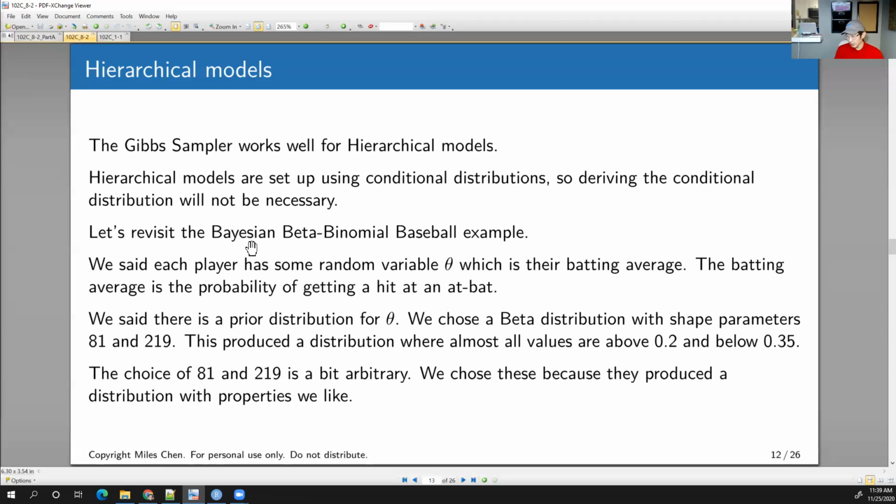So we ended up choosing these shape parameters 81 and 219. These choices of 81 and 219, however, are a little bit arbitrary. And we chose them because they produce a distribution with properties that we like.